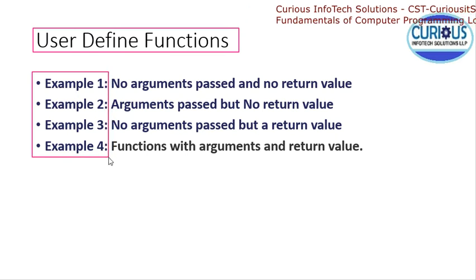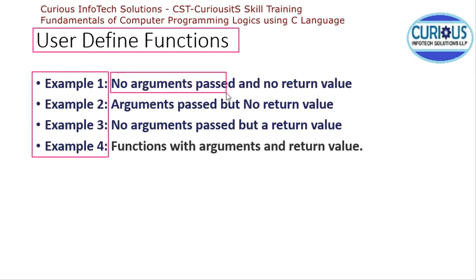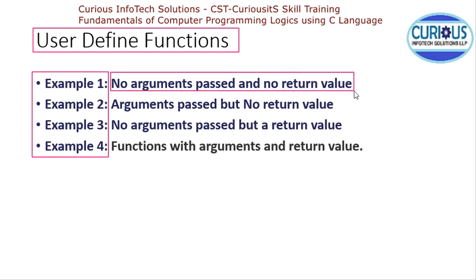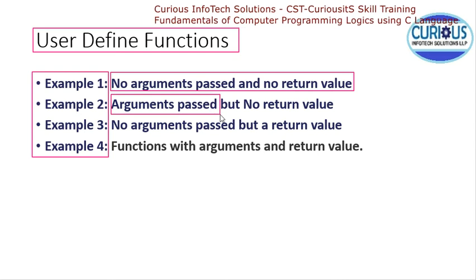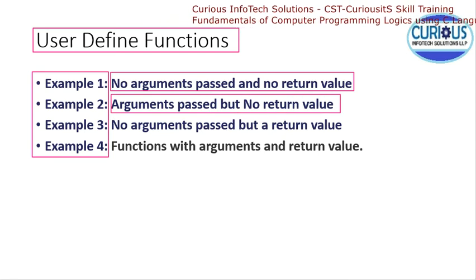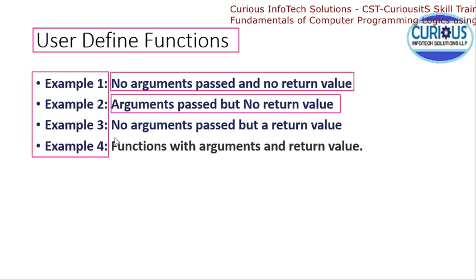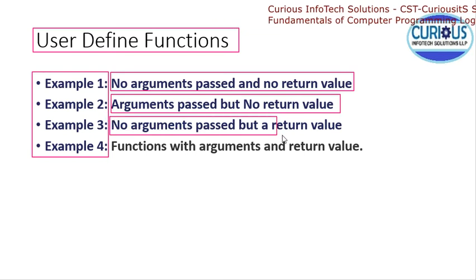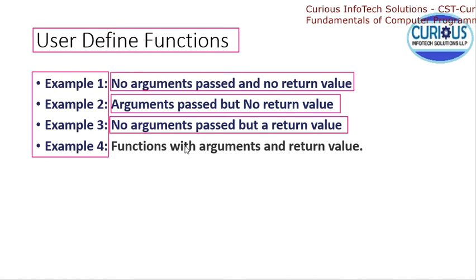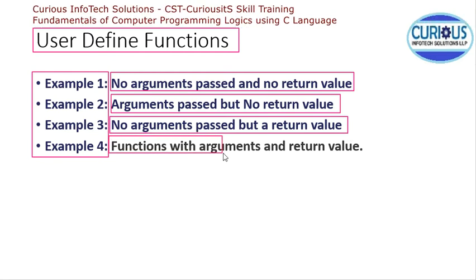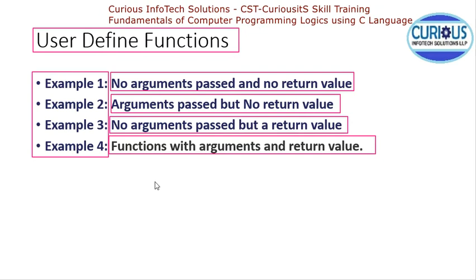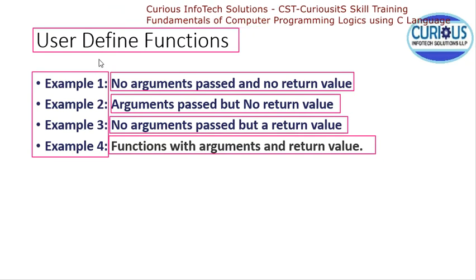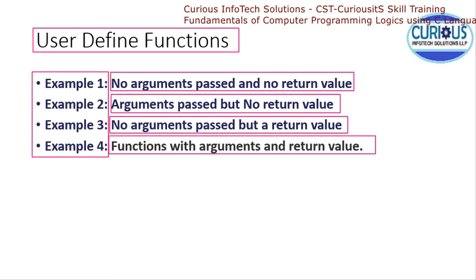Now these examples will show: if there is no argument to pass and no return value, then how we make a function. If we want to pass some argument but no return value, this is the second category. Now third category, you have no argument passed but a return value. And lastly, a function with an argument as well as a return value. So these are the 4 categories we can easily make in user defined functions. So we will see one by one.